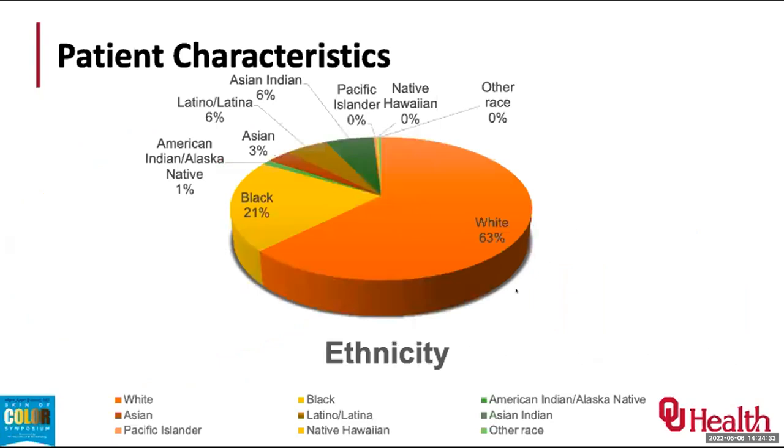And here is another pie graph showing the ethnicity of our patient population. So we have a very well-diverse patient population here at OU, and that can be seen in this pie graph. As you can see, about 2/3 of the patient population is white, followed by Black, Asian Indian, Latino, and even Native American population.